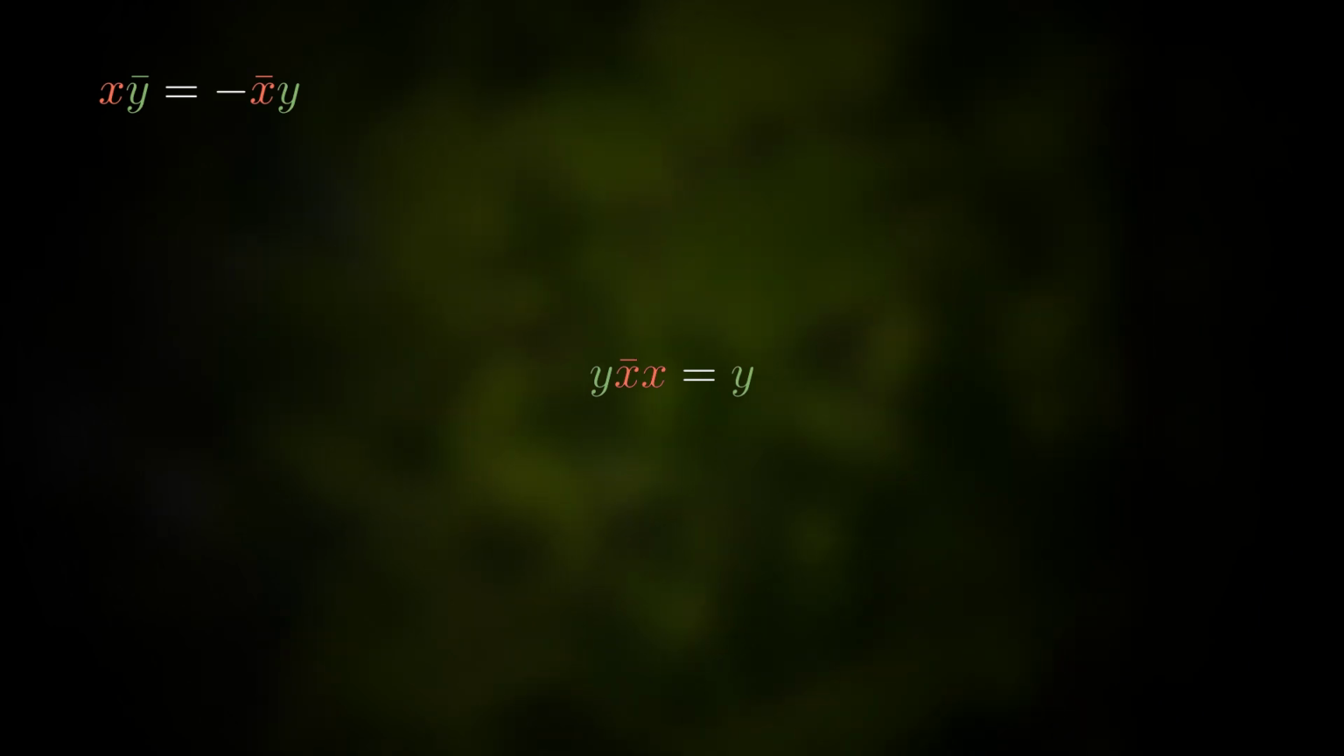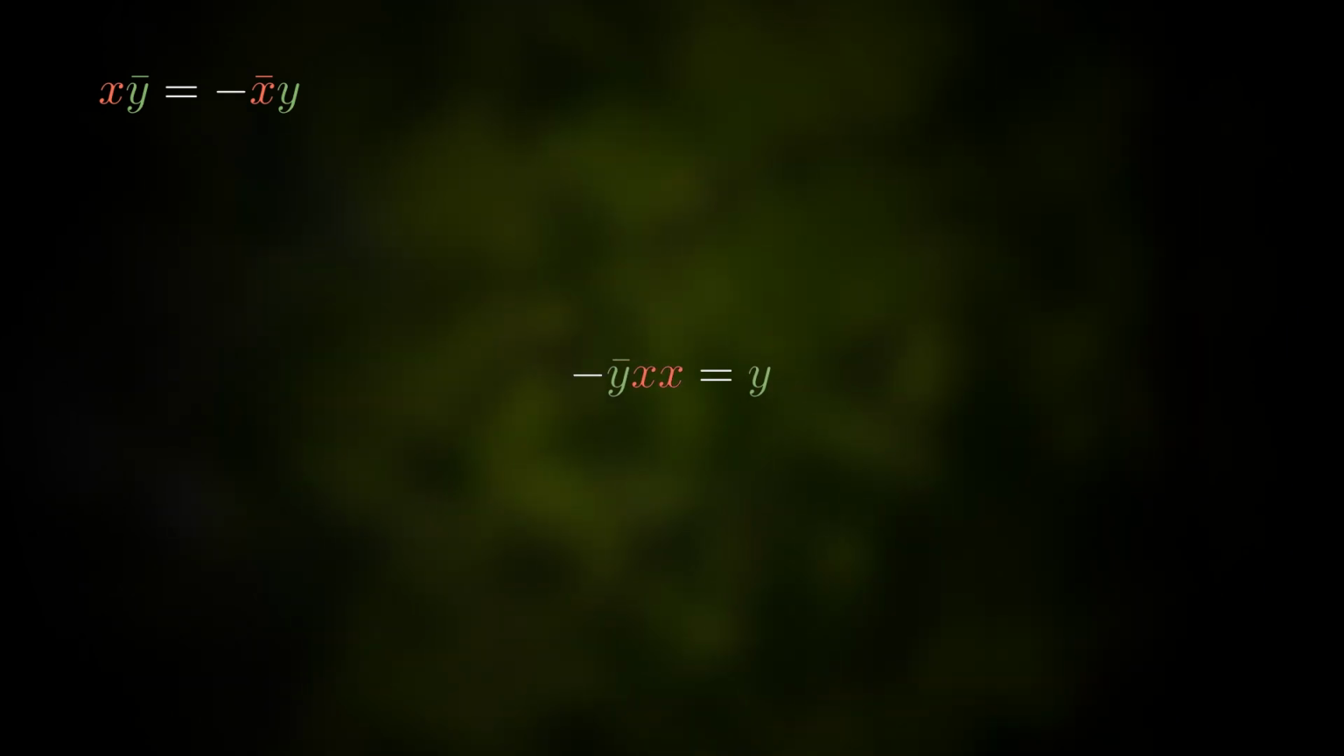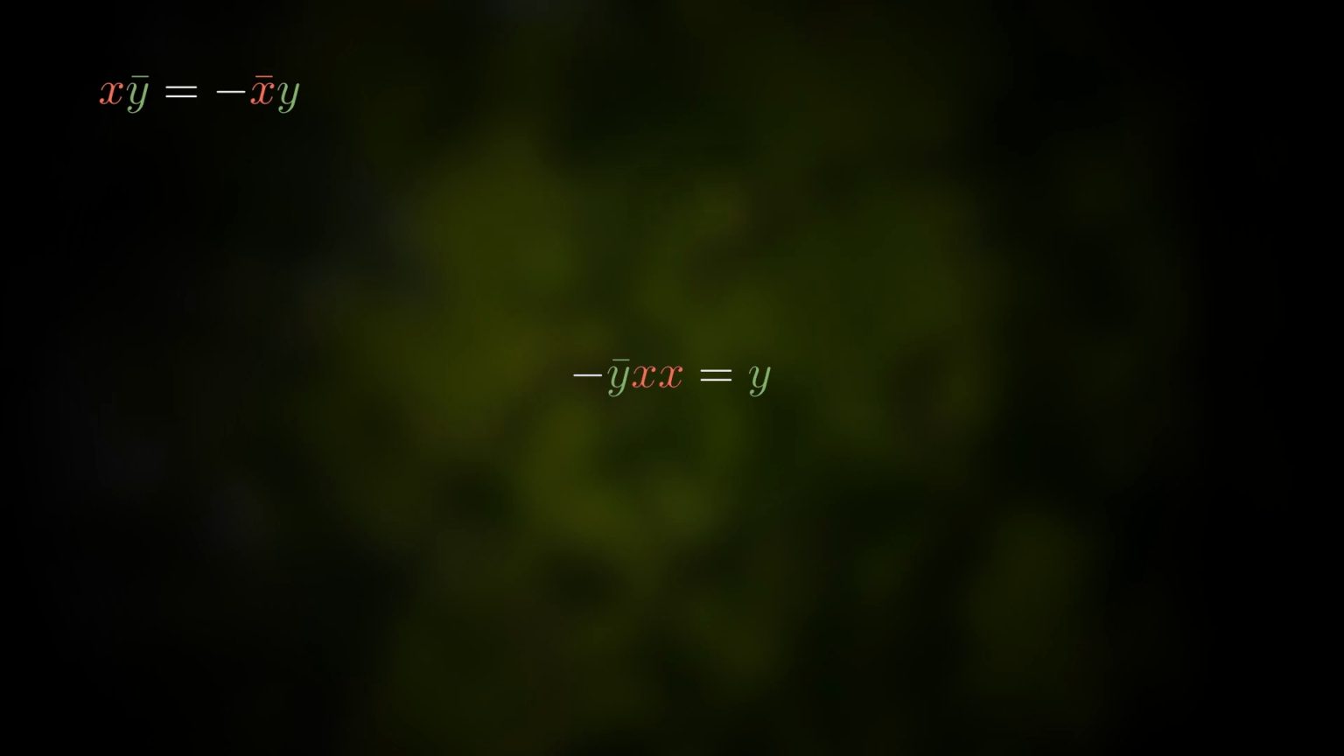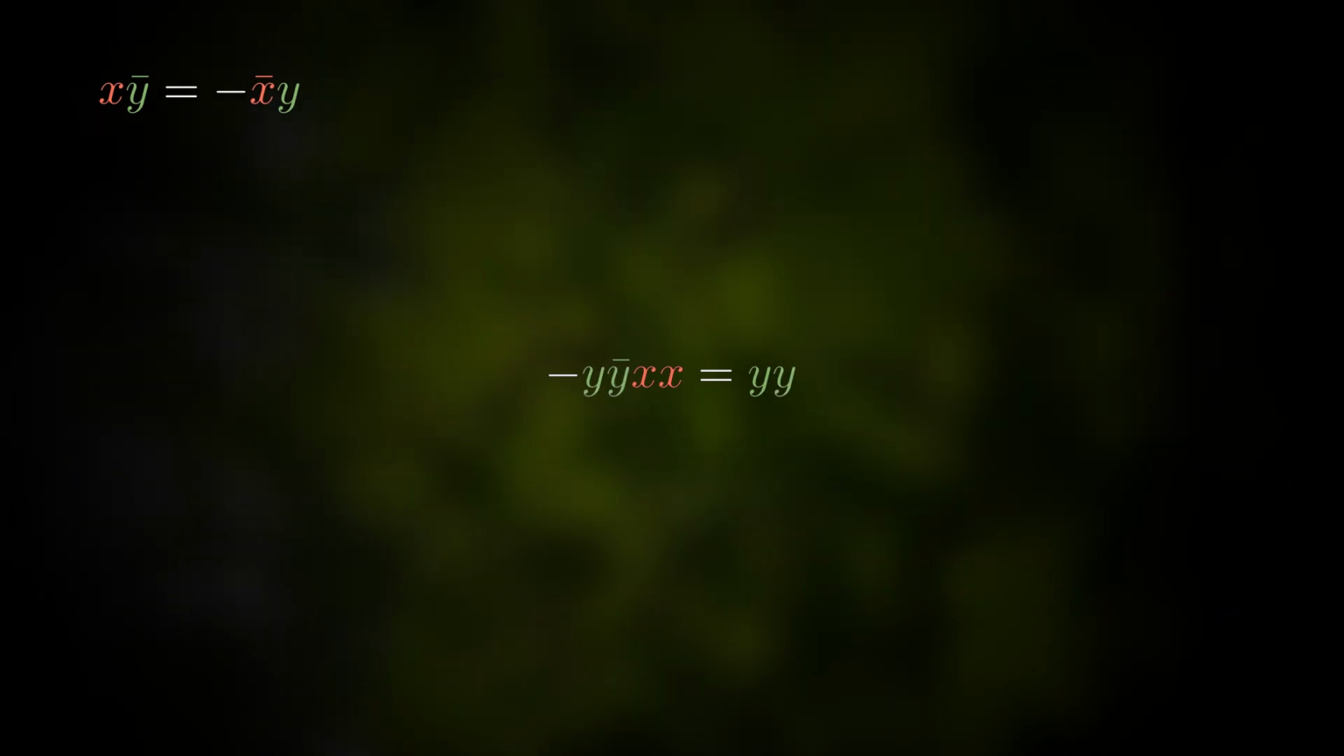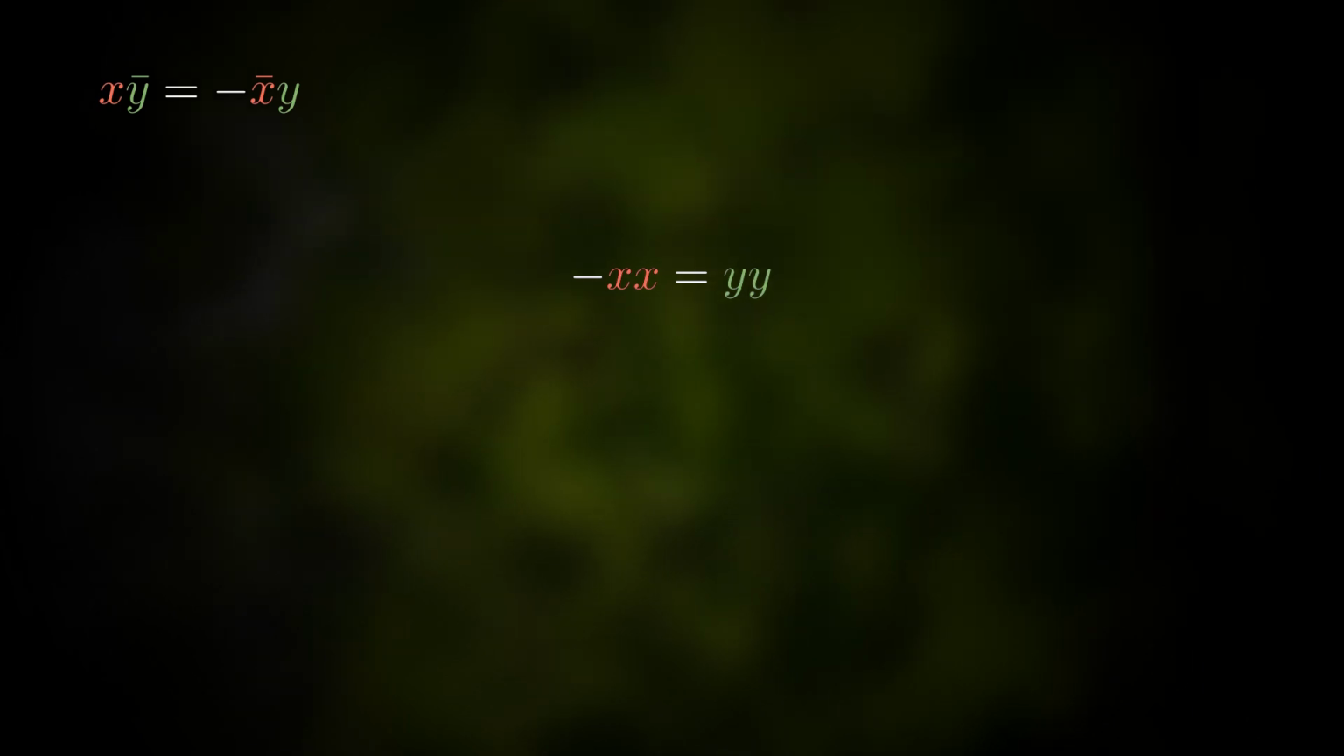We can write y x bar x equals y. That's just our normal rotate 90 degrees equation, if you remember. Now let's apply our candidate rule. Slide the bar and put a minus sign in front. Next, multiply by y from the left on both sides. We get minus xx equals yy.